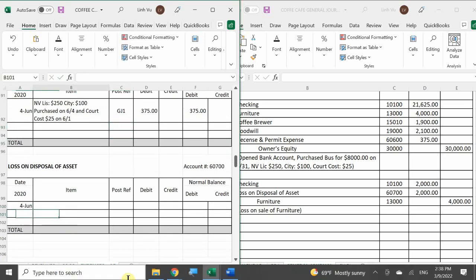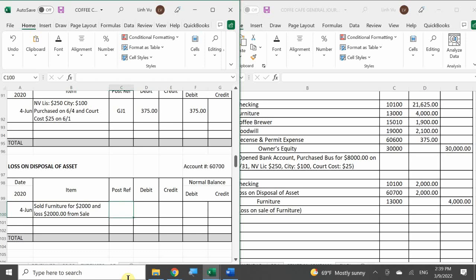So again, today's June 4th. Loss, right? And then you could say sold furniture for $2,000 cash. And loss $2,000 from sale.